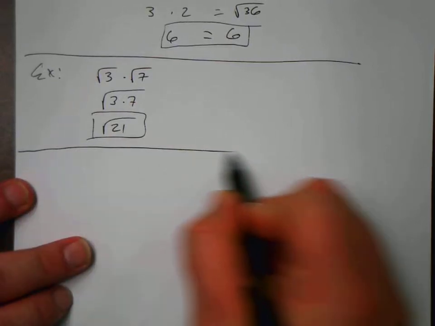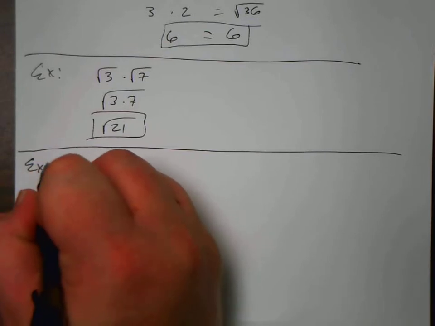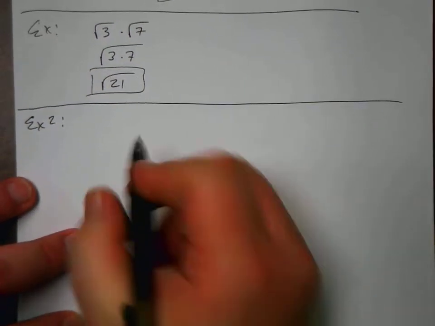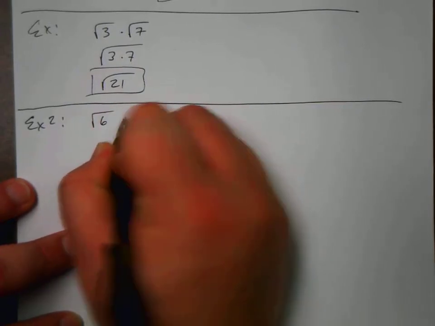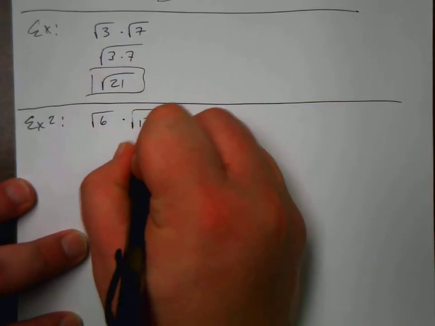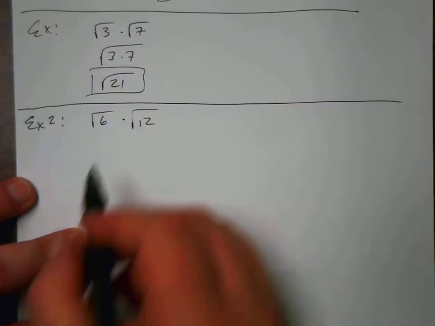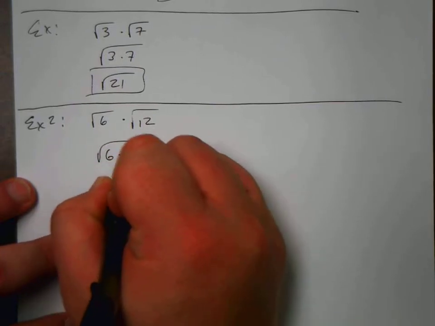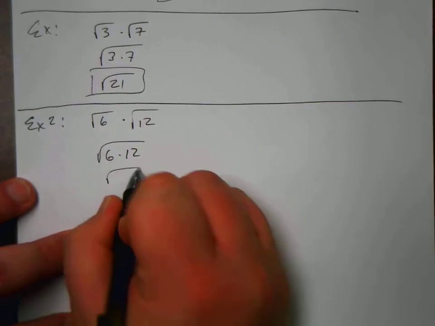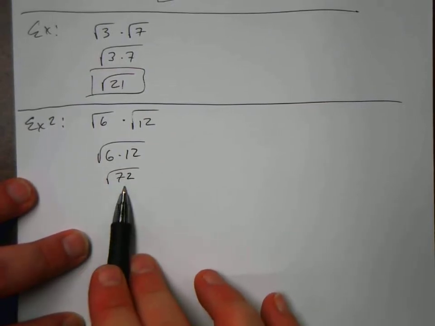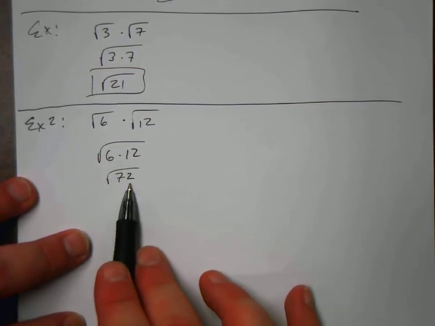Now let's take a look at our second example here. Let's take a look at the square root of 6 times the square root of 12. Well, the square root of 6 times the square root of 12, that's the square root of 6 times 12. And 6 times 12 is 72. So now I have the square root of 72.